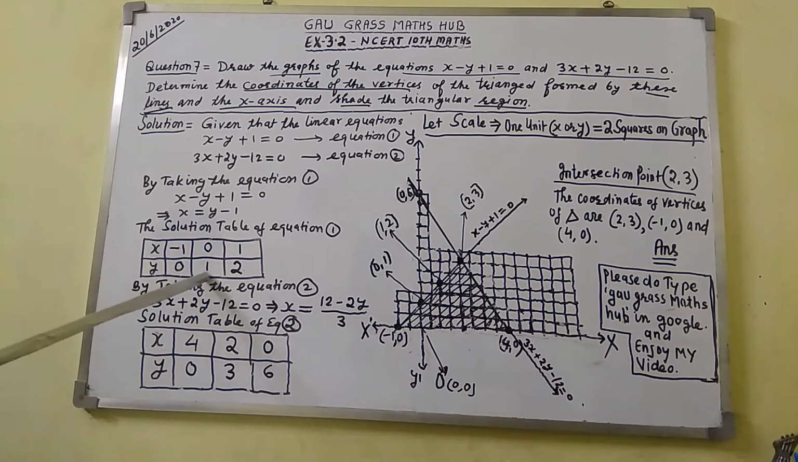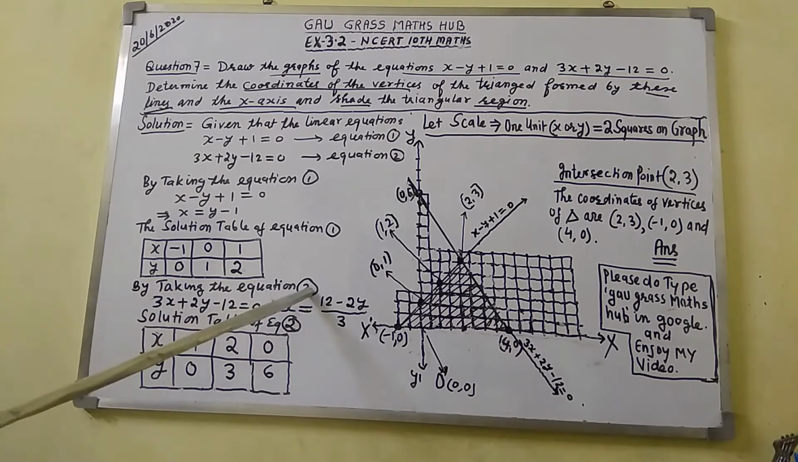Now put y equal to 1 as an arbitrary value in equation number 1. You will get the value of x as 0. Put y equal to 2 in equation number 1 and you will get the value of x equal to 1. Now we have got the solution table of equation number 1. And thereafter, what will we do?